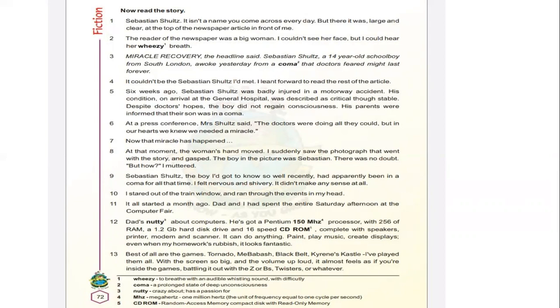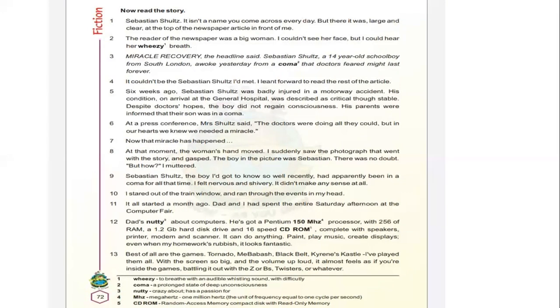Let's go ahead. It couldn't be the Sebastian Schultz I had met. I leaned forward to read the rest of the article. Six weeks ago, Sebastian Schultz was badly injured in a motorway accident. His condition on arrival at the general hospital was described as critical, though stable. Despite doctors' hopes, the boy did not regain consciousness. His parents were informed that their son was in a coma. At a press conference, Mrs. Schultz said, the doctors were doing all they could, but in our hearts, we knew we needed a miracle. Now that miracle has happened.